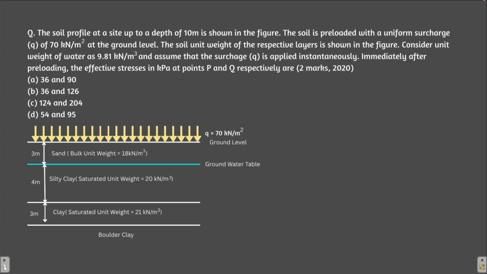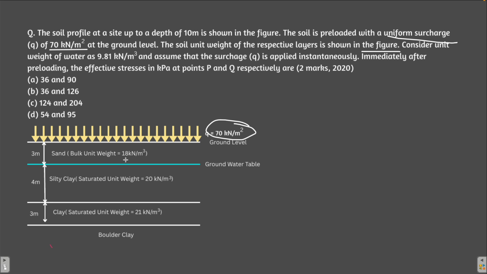Now the next question states that the soil profile at the site up to a depth of 10 meters is shown in the figure. So in the figure there is a soil profile up to a depth of 10 meters. So 4 plus 3 plus 3 is 10 meters. The soil is preloaded with a uniform surcharge of 70 kilonewton per meter square at the ground level. So there is a surcharge over here. The soil unit weight of respective layers is shown in the figure. So unit weight is given to you.